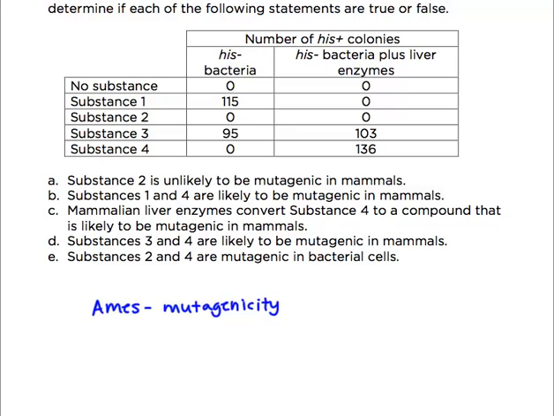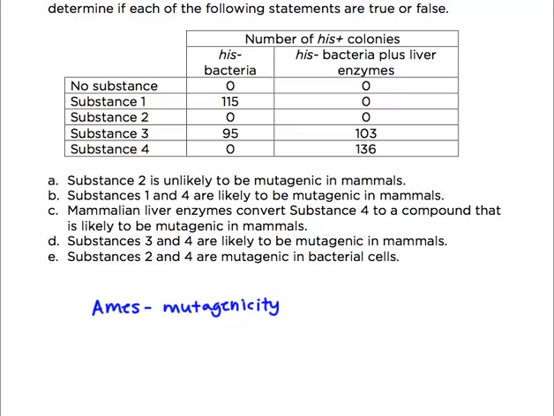Now that's just for the histidine minus bacteria. When they mix the histidine minus bacteria with the liver enzymes, that's supposed to resemble the system of a mammalian body or an organism, and that's to see if any of these things would be mutagenic in humans. So that's why they mix it with the liver enzymes.